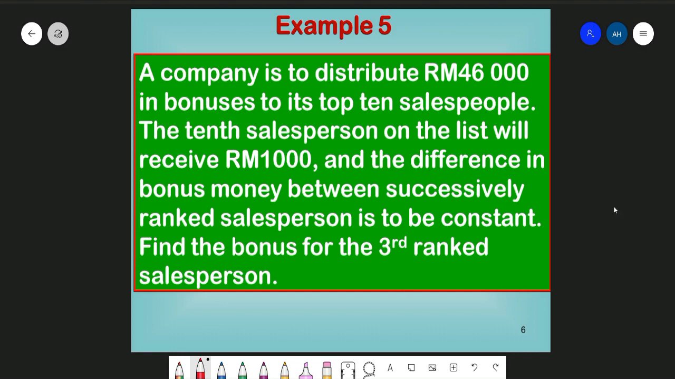Now, let's discuss example number 5. Let me read it for you. A company is to distribute 46,000 ringgit in bonuses to its top 10 salespeople. The 10th salesperson on the list will receive 1,000 ringgit, and the difference in bonus money between successively ranked salespersons is to be constant. Find the bonus for the third ranked salesperson.